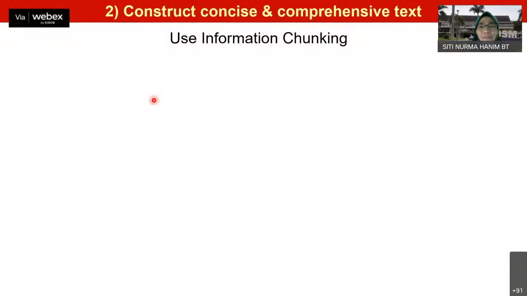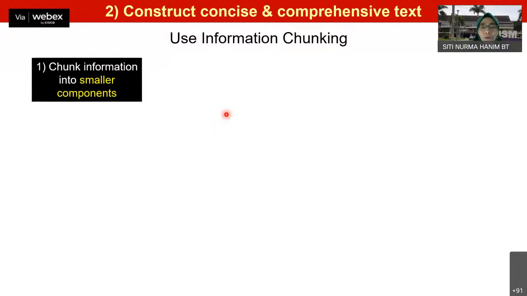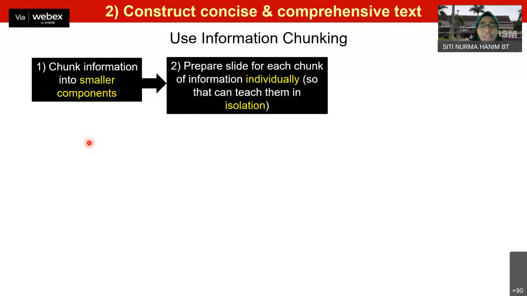Okay, how to chunk information. This is the actual term in cognitive load theory, information chunking. You have a very long information that you want to present to the student. So you have to divide that information into smaller components. Before you design your slide, you decide, I would present this one first and then this one. So chunk into smaller components, and then you prepare a slide for each chunk.